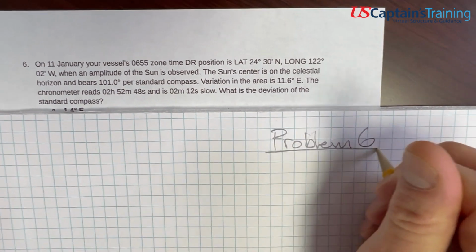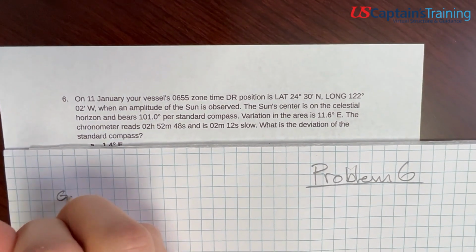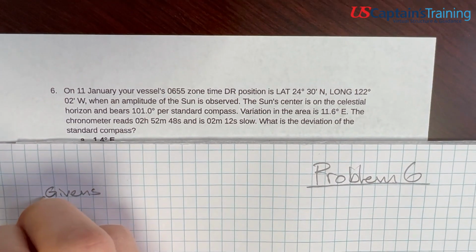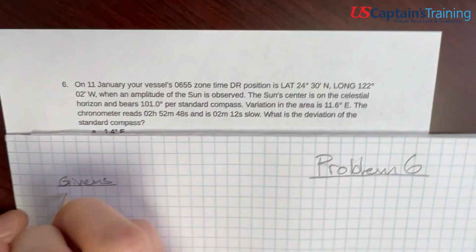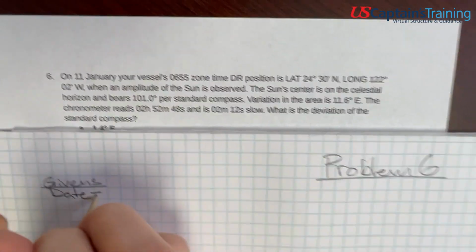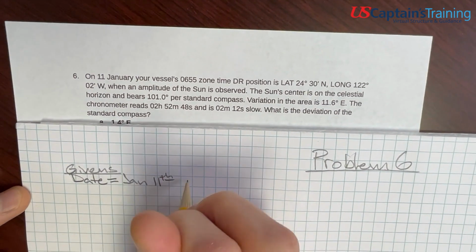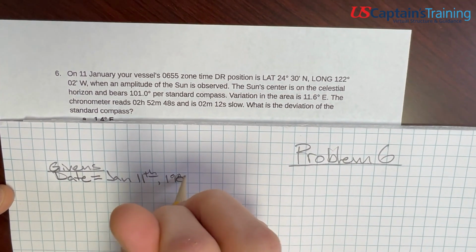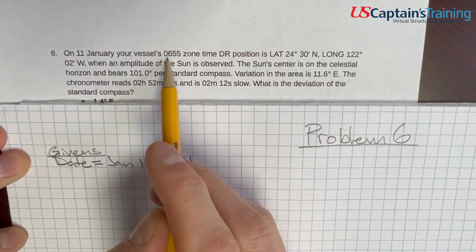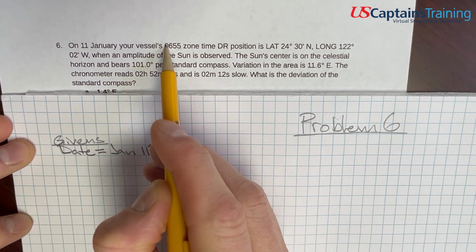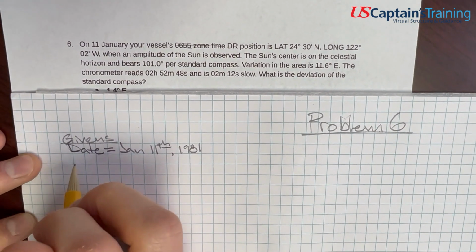Okay, problem 6. And in all these problems, they give us information. Come the givens. The first thing they'll give us is the date. The date is equal to January 11th. And all of these training problems take place in 1981. It gives us our vessel's zone time. This is actually extra information in this problem. We don't need that. I just know that from experience.